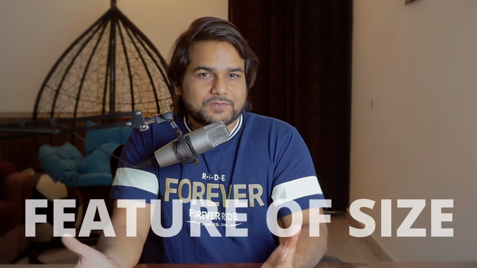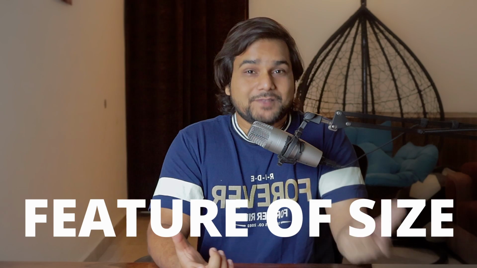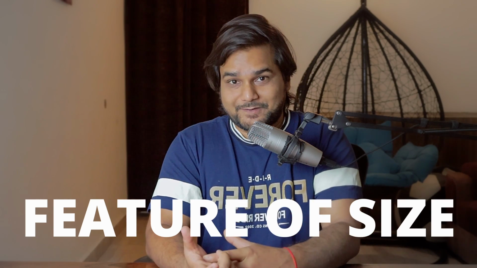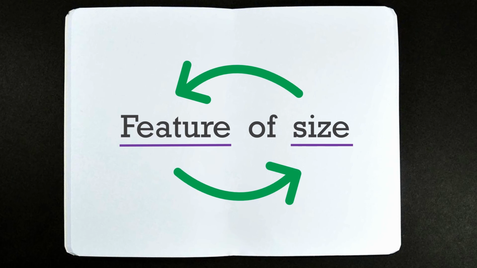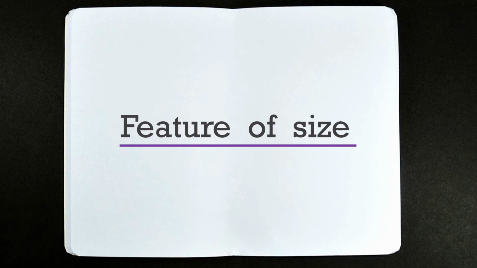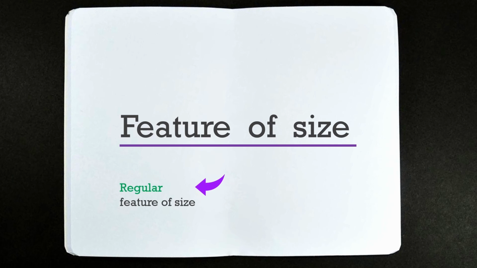So what is a feature of size? Yes, feature of size, not size of feature. What do you feel when you hear this word for the first time, feature of size? Of course, it's related to a size, or the size of a feature, or a feature which has a size. So yes, a feature of size must be associated with a size tolerance dimension. But feature of size is a very general term. So a feature of size is referred to as either a regular feature of size or an irregular feature of size.